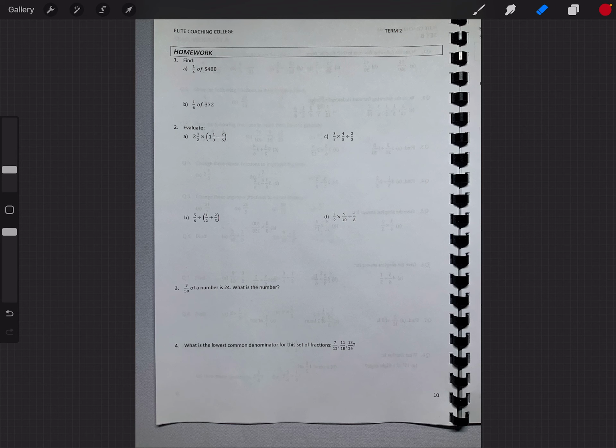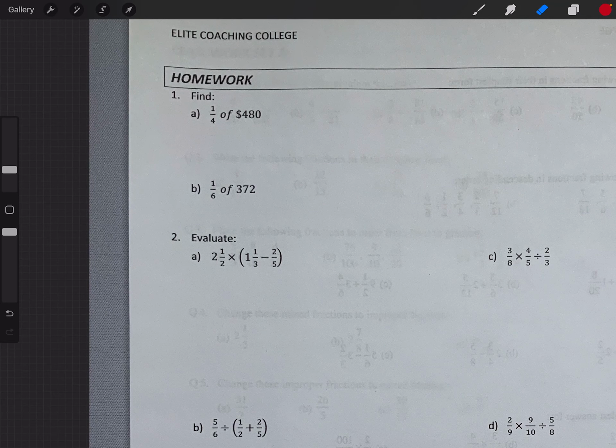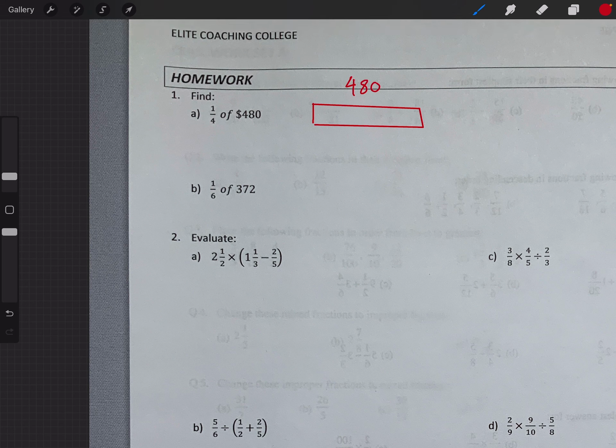On page 10, we're doing this question here. It says find 1/4 of 480. 1/4, so imagine you have this box. This represents your number, so this is your 480. 1/4 just means we're going to chop this up into how many pieces? Into quarters, into 4 pieces. So we're going to chop it up into 4 pieces.